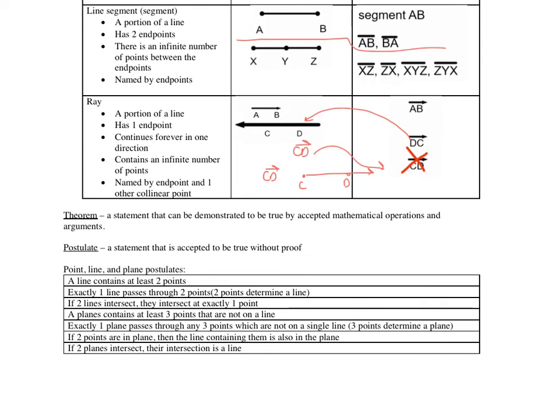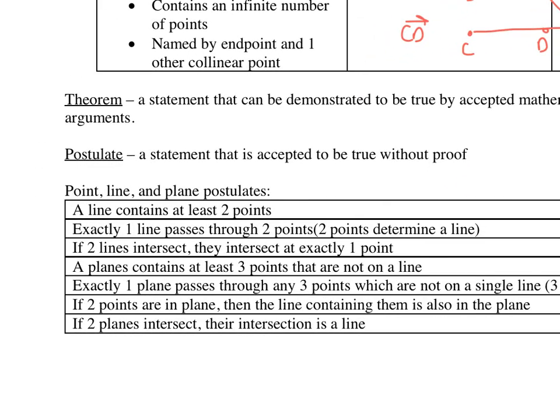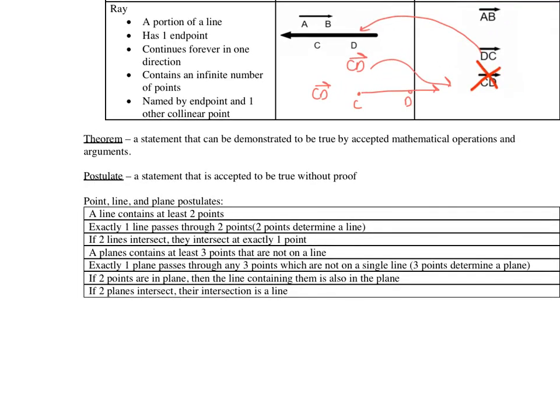Theorems. We're going to be talking so much about theorems and postulates. Theorems are statements that can be demonstrated to be true by accepted mathematical operations or arguments. A postulate is a statement that is accepted to be true without proof. So for instance, the addition, subtraction, multiplication, division. You can do it on your hands, so we just assume it to be true. Now we're going to look at some of these postulates, and for each of these postulates, I'm going to put a visual on your edPuzzle.